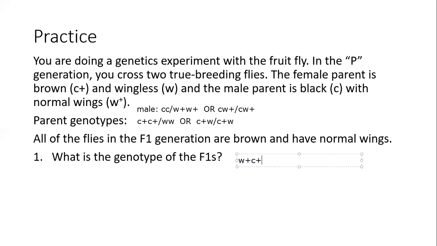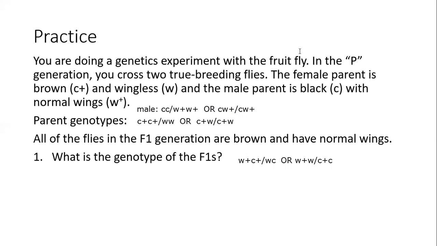Plus WC, or again, you could write it as, I guess, W plus W, C plus C. Okay, so you can write it either way. Just get comfortable with one and be consistent. If you start mixing them up halfway through your problem, it's going to be complicated for you. Okay, so that would be our F1 generation, double heterozygous. So you have one wild type allele, you have one mutant allele for both traits.